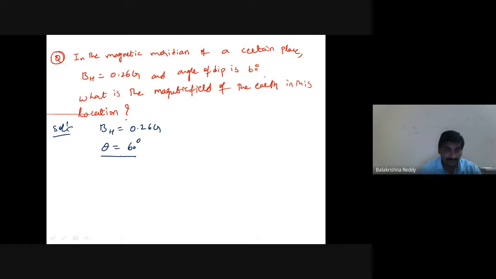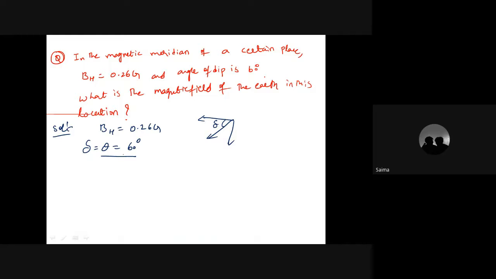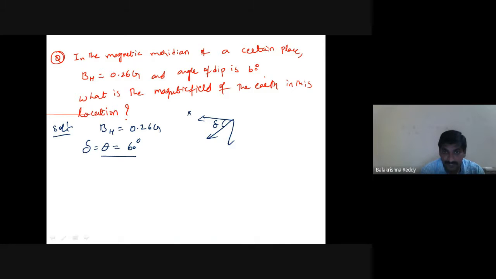What is the angle of dip? It is the angle between the horizontal component of the Earth's field and the resultant magnetic field, right? This is the delta we studied till now. Now, BH equal to B cos theta. This is BV, the vertical component, equal to B sine theta. What we need to find? B we need to find.